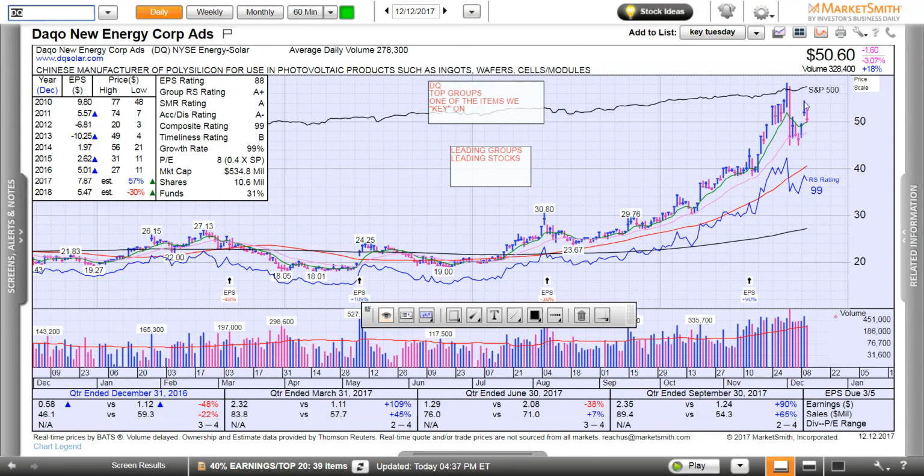Look at this nice grind. It's been leading for relative strength 99. It's been at a relative strength of 90 plus for a long time. There was a little spot right here going through 30. There was good volume that day.